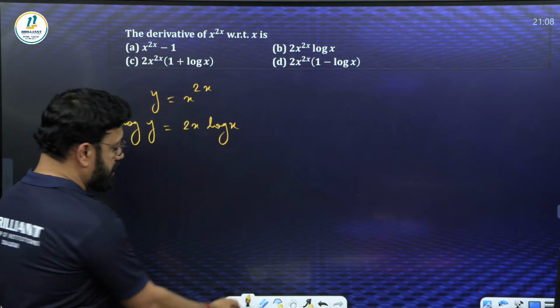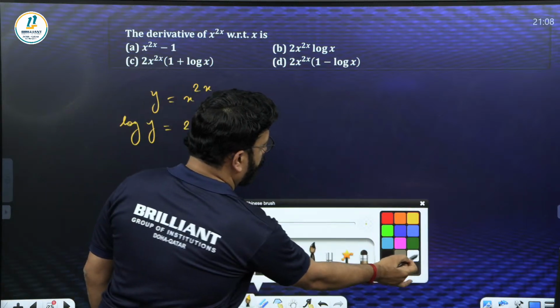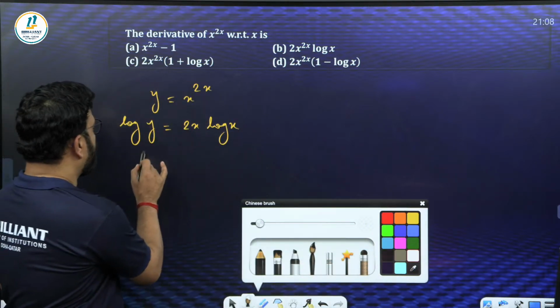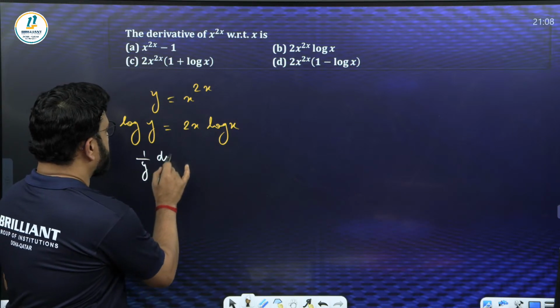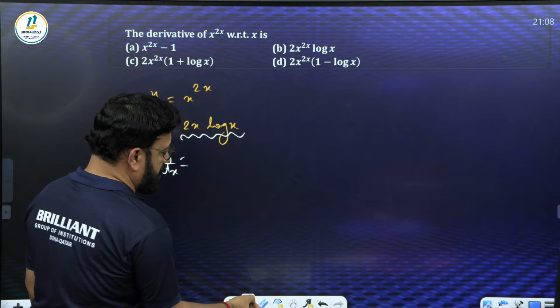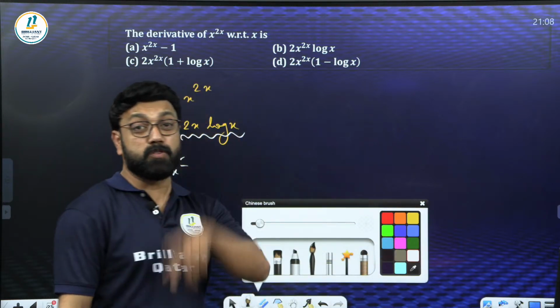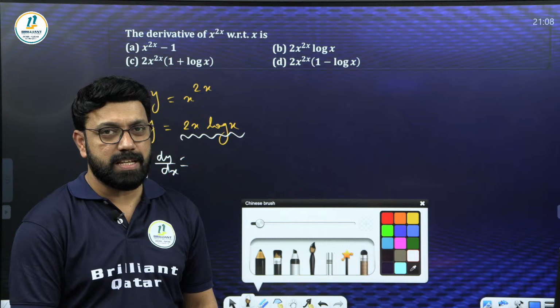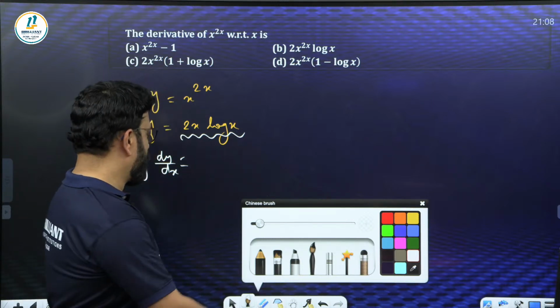Differentiate both the sides. What will we get? We'll get 1 by y dy by dx. This is where the product rule will come. What is the product rule? First into derivative of second plus second into derivative of first.